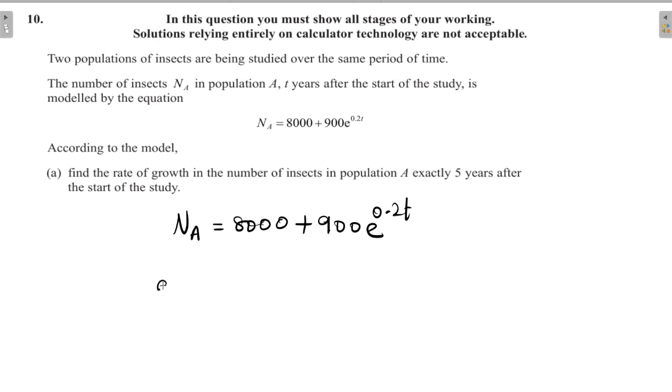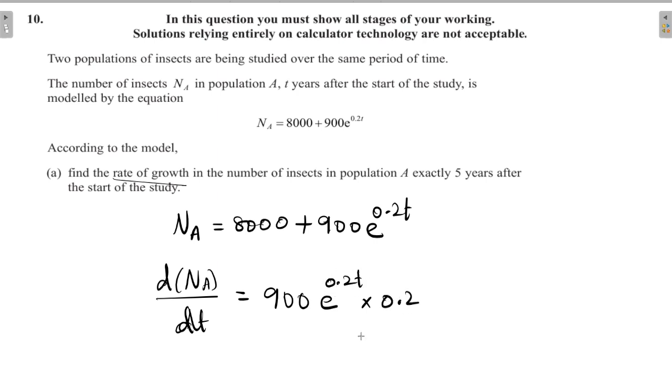Let's find the differentiation of the population with respect to time, dP/dt, because this is the rate of growth. 8000 is a constant term, so we have 900 times the differentiation of e power 0.2t, which is e power 0.2t times the differentiation of 0.2t, which is 0.2. Now 900 times 0.2 is 180 e power 0.2t.